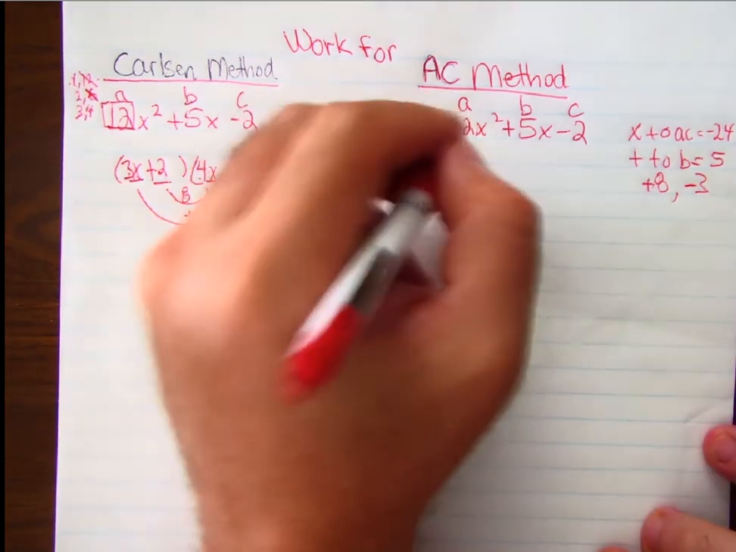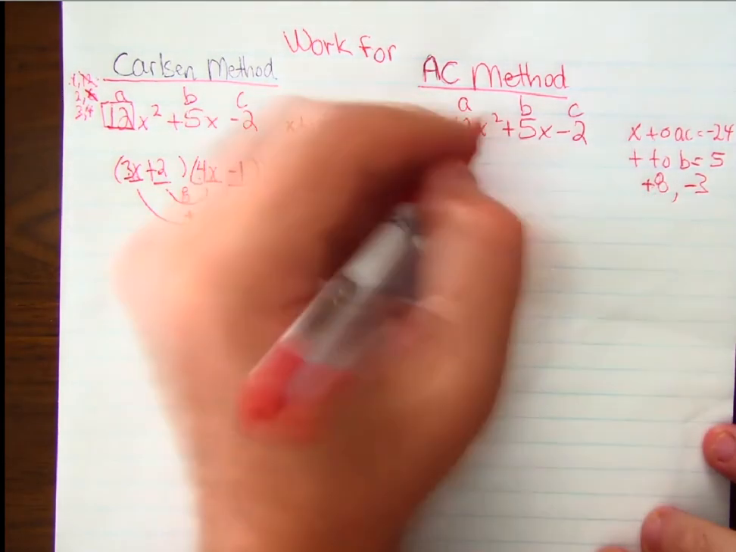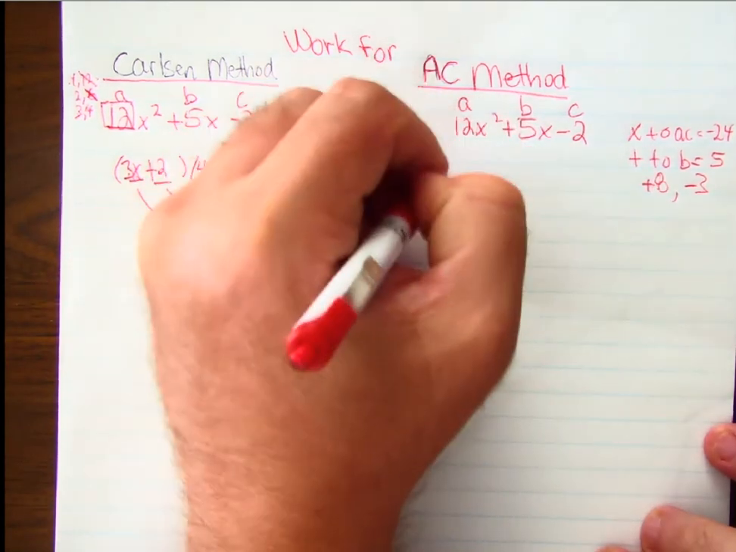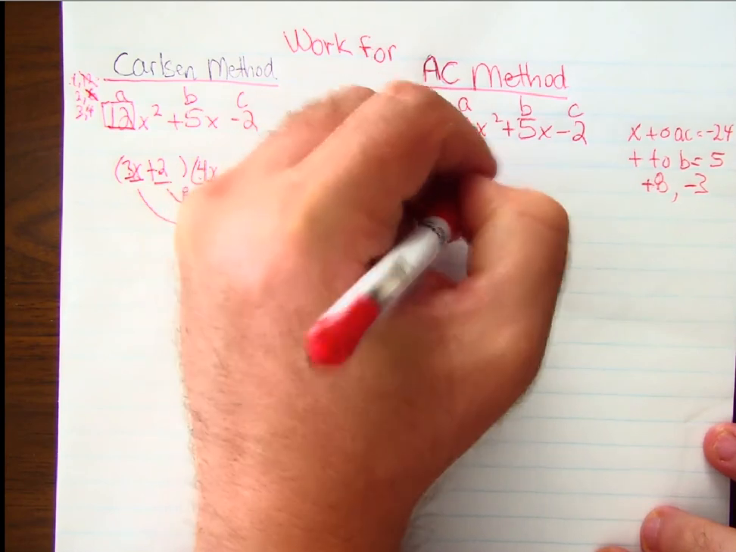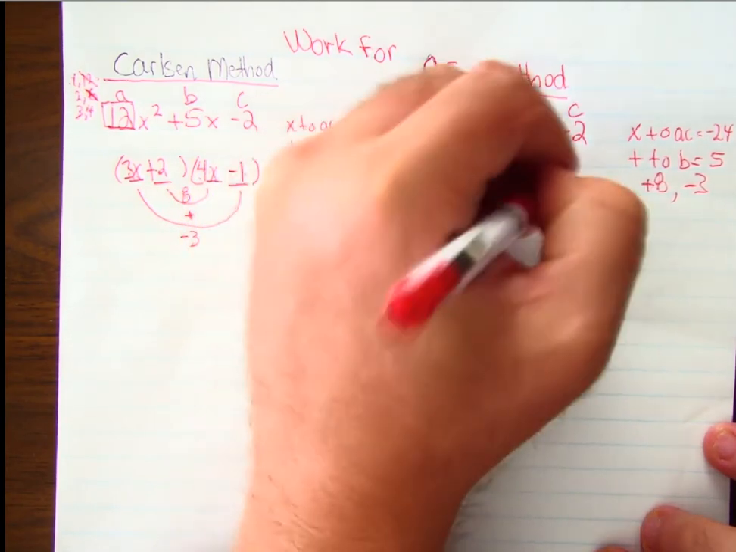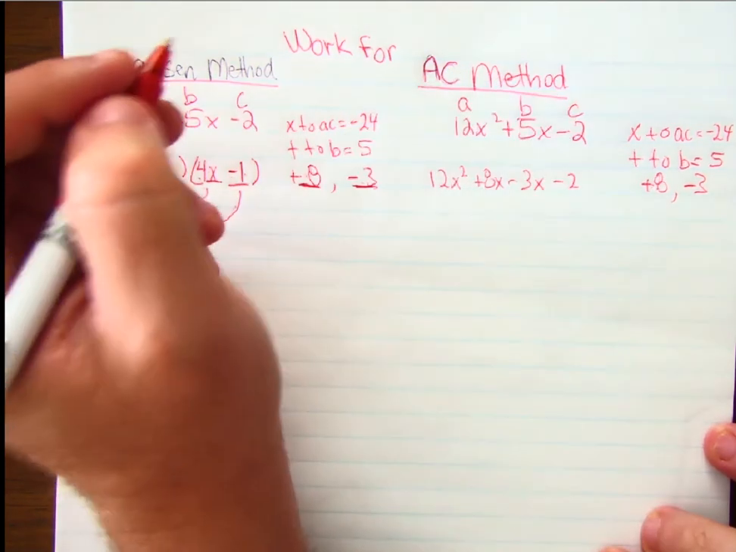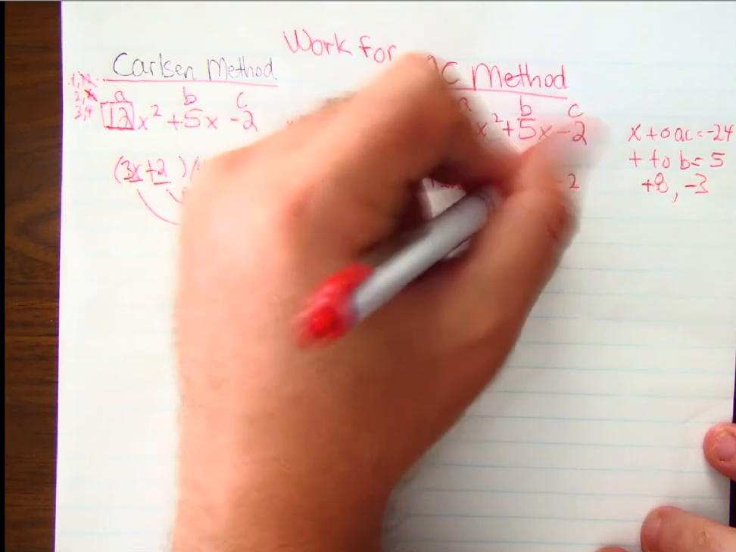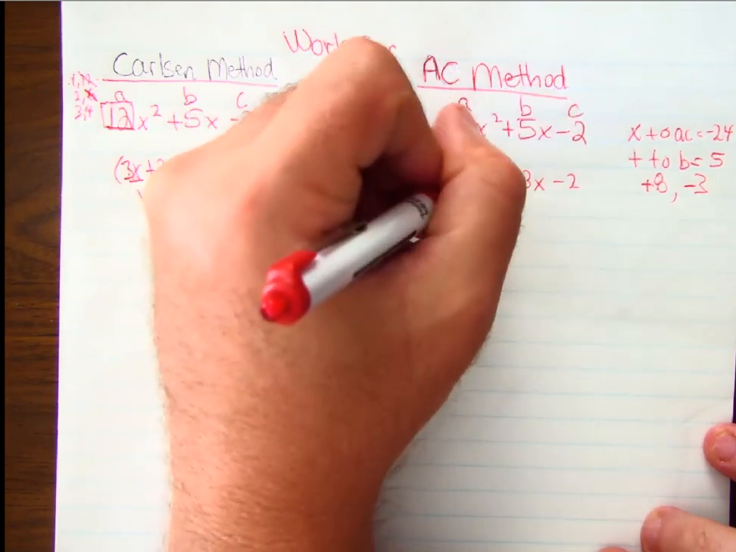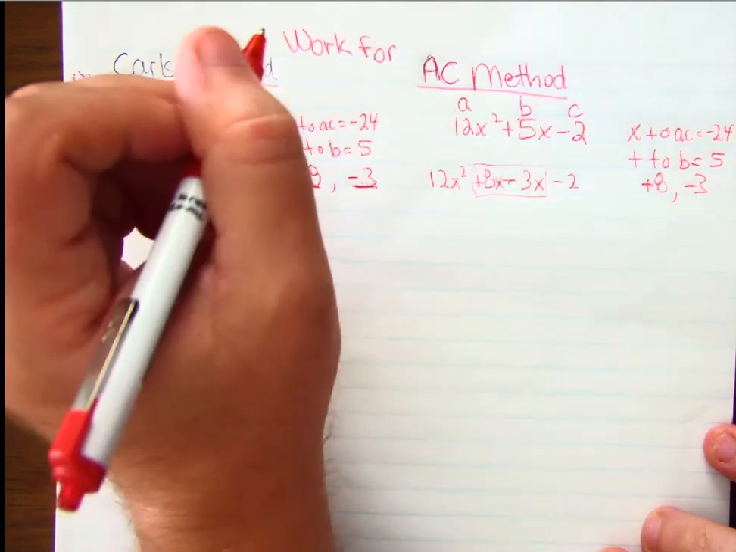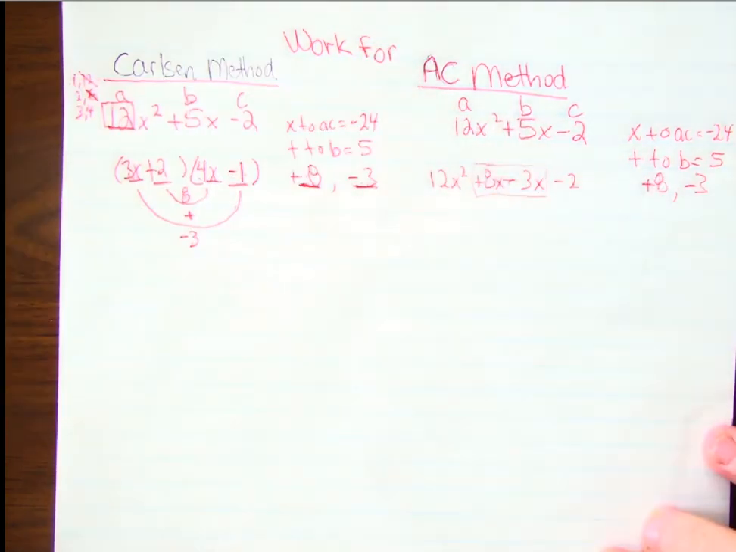Okay, AC method now. Remember we're changing this 5x into 8x and -3x. So I have 12x squared plus 8x minus 3x and then -2. I still have the exact same thing. That's 5x, and there's my 5x right there. I'm just changing to 8x minus 3x, using those two numbers right there.